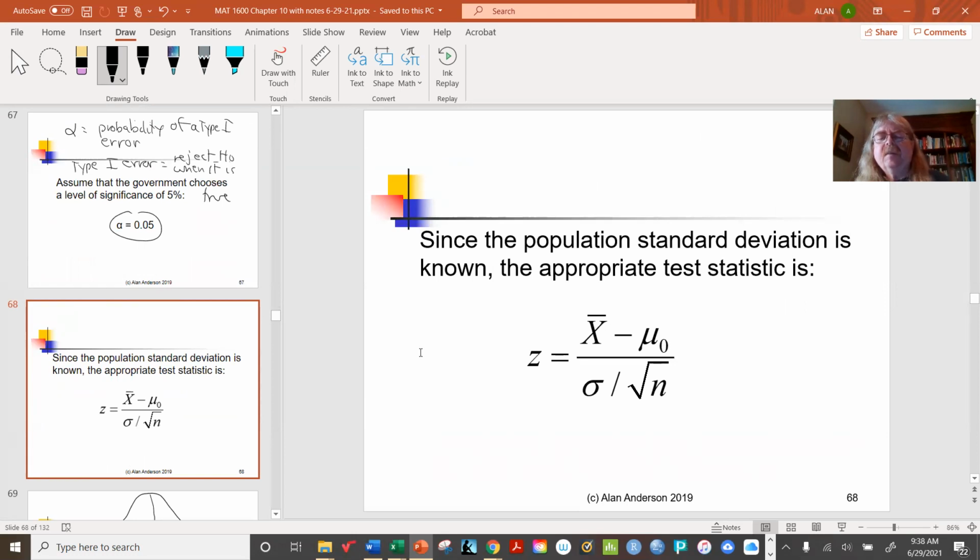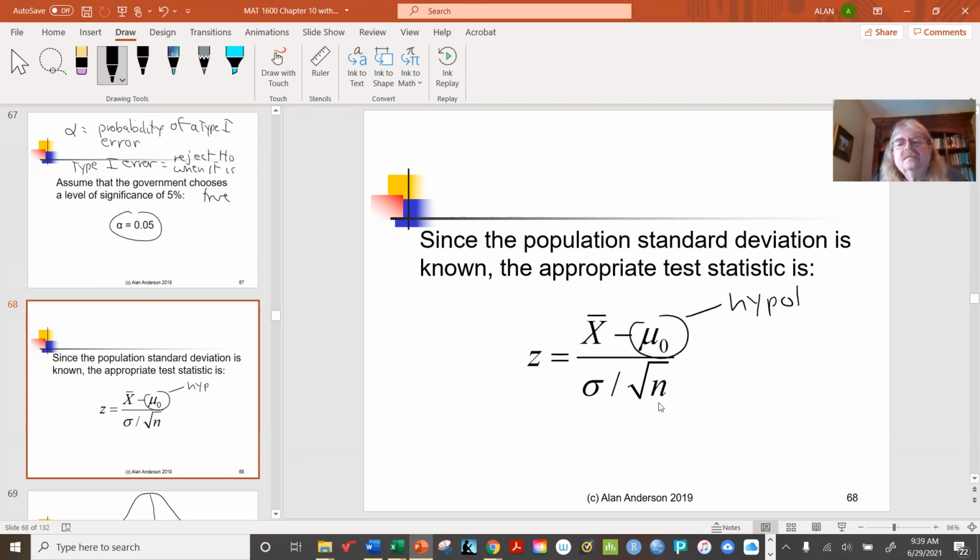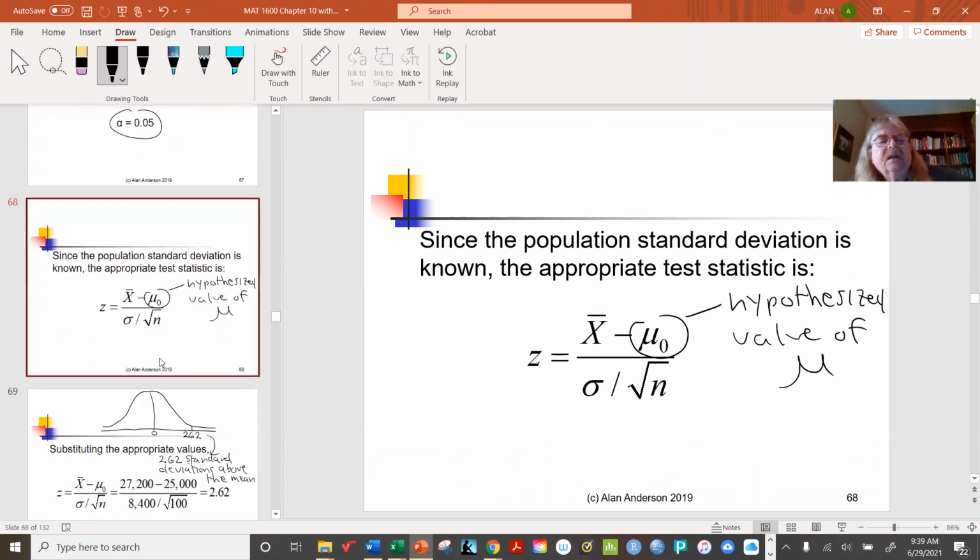Now, we did mention that we know the population standard deviation, so this is our test statistic. There's two choices here, remember, T or Z. Anyway, so we'll use the data that we have to come up with our test statistic. And now remember, this mu0 is the hypothesized value of mu. The others we recognize. Just don't forget about that one. And so we'll plug in those numbers.